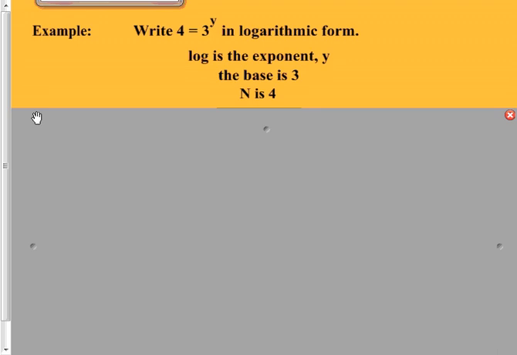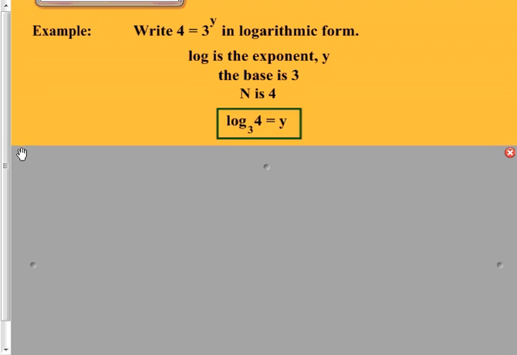Taking these 3 values and converting them to logarithmic form, what we end up with is this: log base 3 of 4 is equal to y. Now that probably seems pretty strange. It's going to take some getting used to.